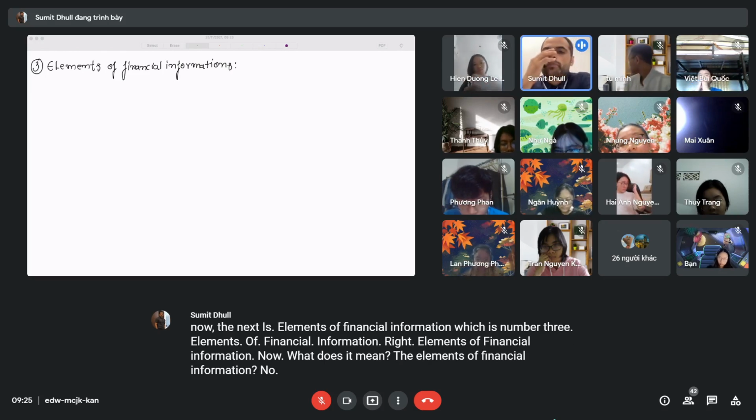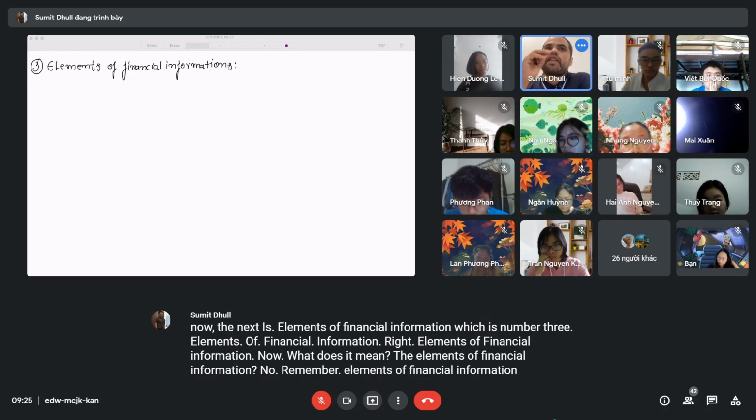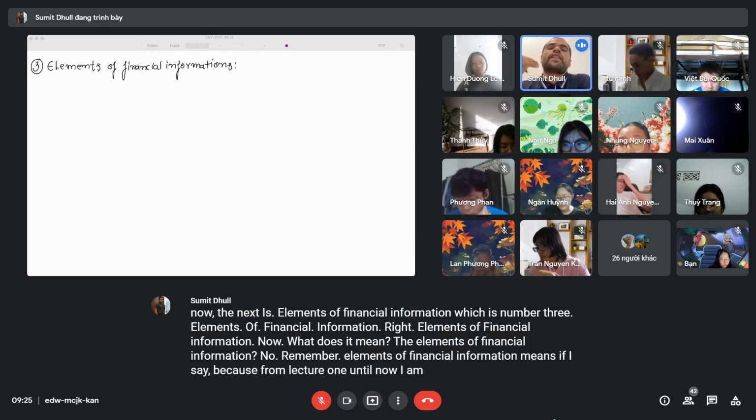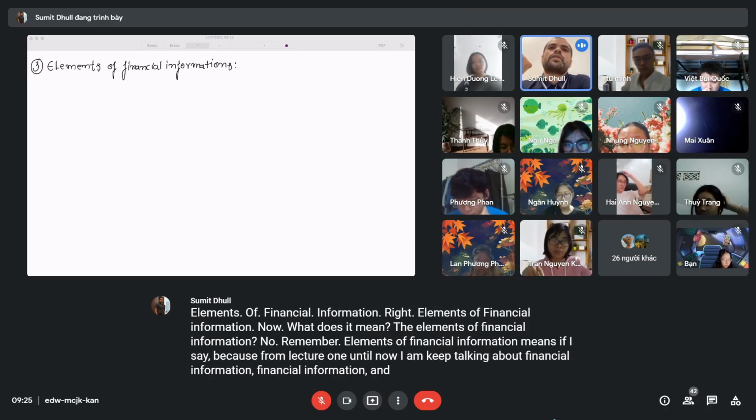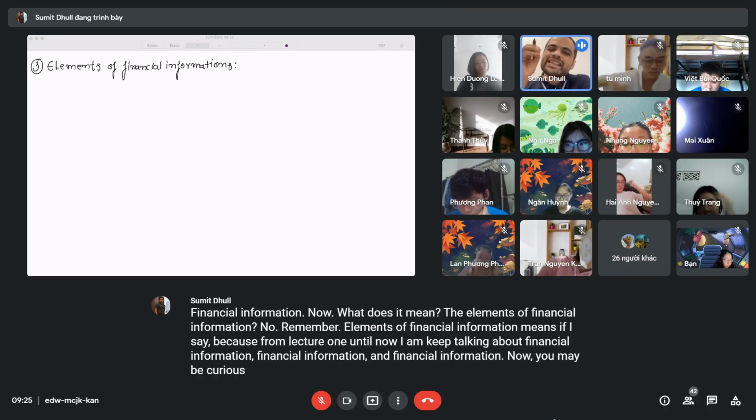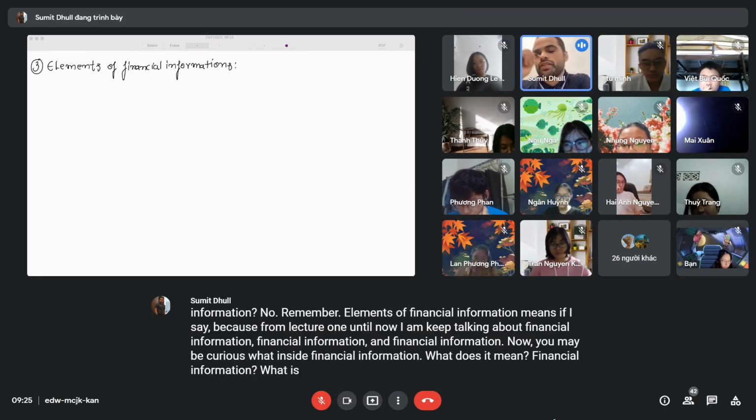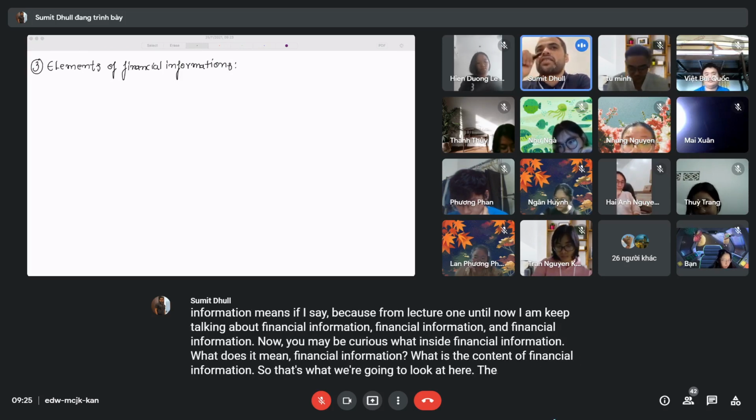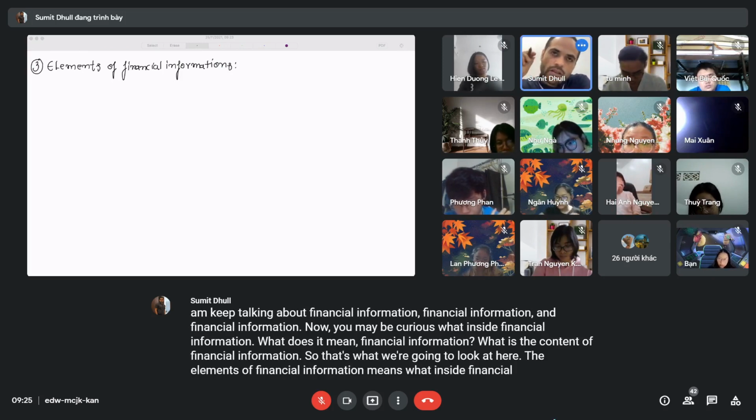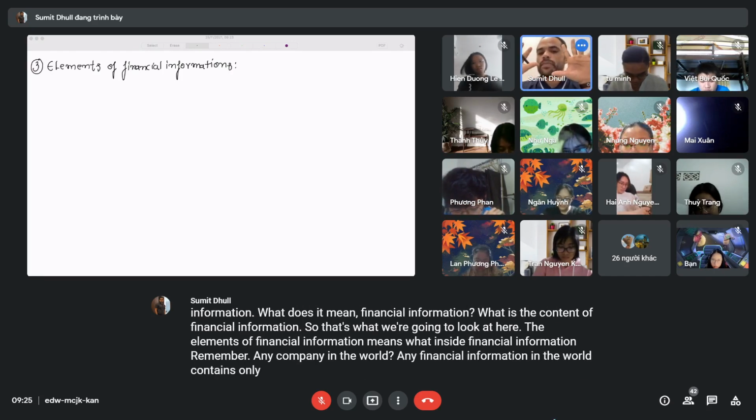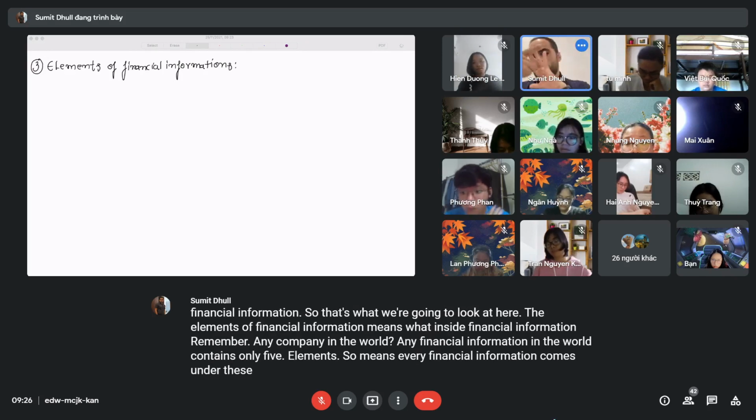Now, remember, from lecture 1 until now, I keep talking about financial information. Now you may be curious, what is inside financial information? What is the content of financial information? So that's what we're going to look at here. The elements of financial information means what is inside financial information. Remember, any financial information in the world contains only 5 elements. Every financial information comes under these 5 elements, nothing out of that.